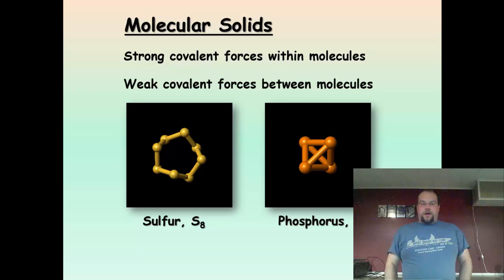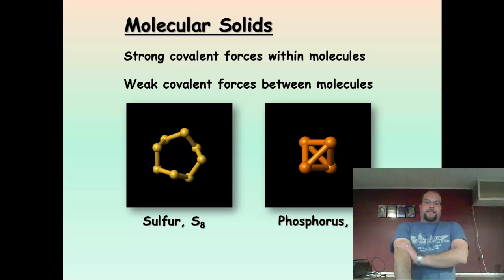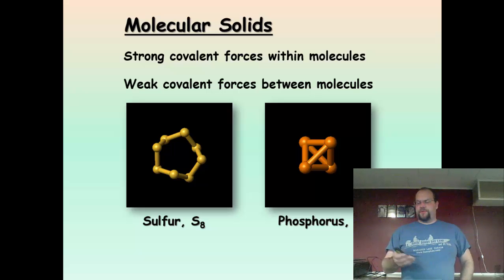Okay, our last example is a molecular solid. These are a little bit different. These are like sulfur, S8, or phosphorus, P4. They're very strong because they have a lot of bonds within them, but they have very weak interactions between other molecules. We don't really deal a lot with molecular solids. It's important to note that they're there, but we don't do a lot.